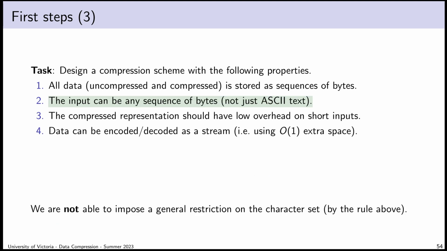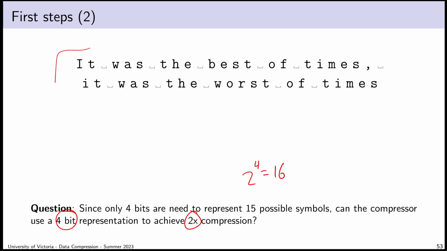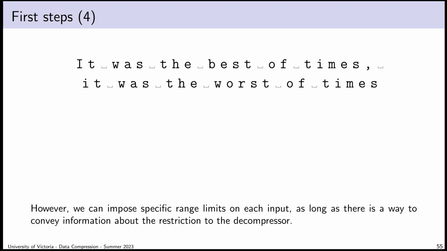So I'm not allowed to require that all of my inputs have only those 15 characters. That would be cheating. I have to accept any sequence of bytes. So that means if I choose to store this particular input in 4 bits per character, I have to have some way of telling the decompressor, I'm going to use 4 bits, and I'm going to have 15 different characters, and also, here are the 15 characters I'm going to use. The decompressor has to know all of that stuff, because if my scheme is general, how else would it know how I'm encoding my data? I am allowed to use fewer than 8 bits per character, as long as I have some way of telling the decompressor what I'm up to.